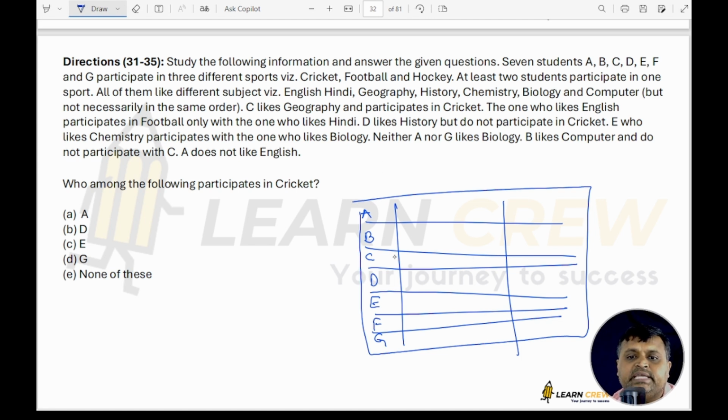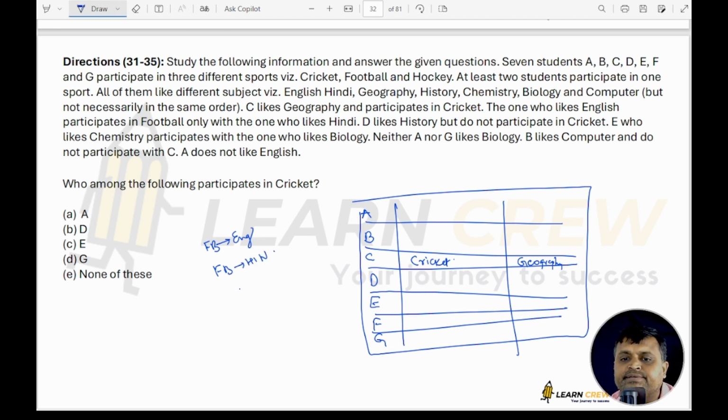Now the first one: C likes geography, fixed, and participates in cricket, also fixed. The one who likes English participates in football only with the one who likes Hindi. So football has only 2 participants, English and Hindi. This is the meaning.